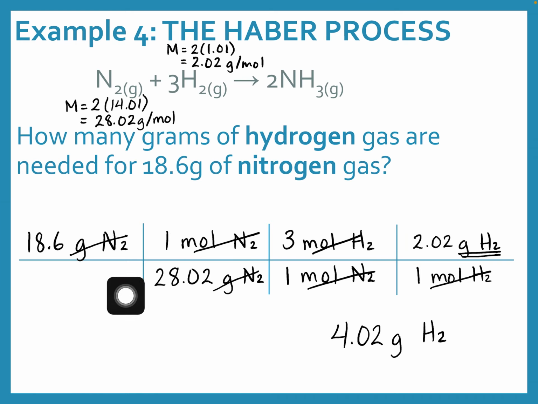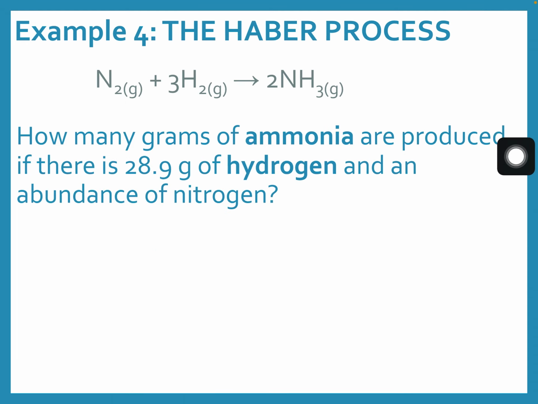So this is why we have to do a conversion from a mass we start with to a number of moles, use our balanced equation for that mole to mole ratio, and then convert to mass again. So another example with the Haber process, how many grams of ammonia are produced if there are 28.9 grams of hydrogen and an abundance of nitrogen? So that just means that all of the hydrogen will be able to react because I have more than enough nitrogen.